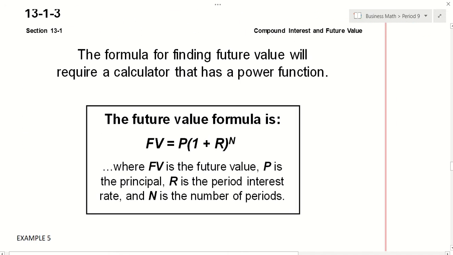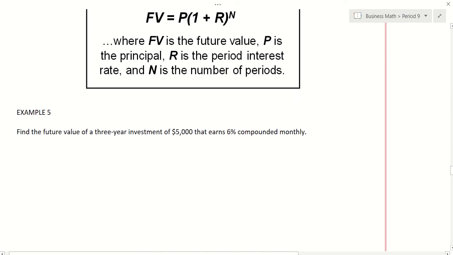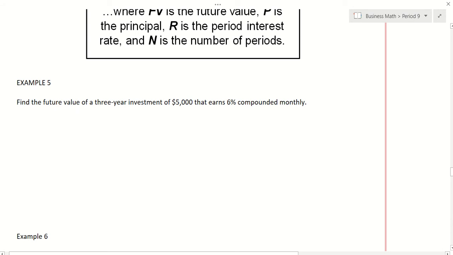So here is that formula that I've been showing you, except I have a little more in it with the R over N to the NT. Example 5, let's use that same formula. We're just practicing it still again. So amount equals principal times 1 plus R over N to the NT.